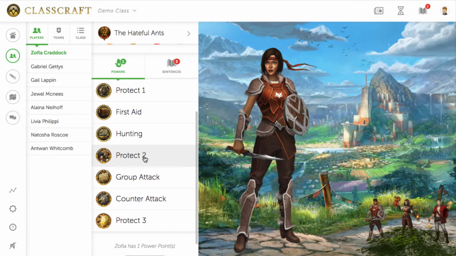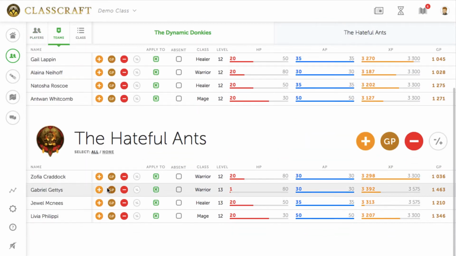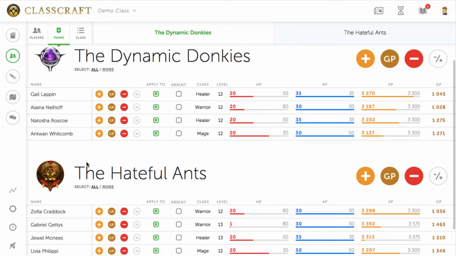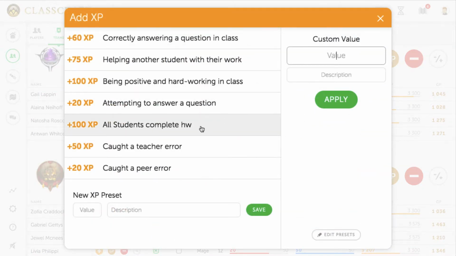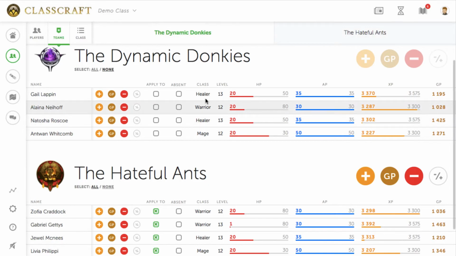One last thing that I forgot to mention is during the homework check. We said that Gabriel didn't do his homework, but this entire team did their homework. So I'm going to say this entire team, you get a bonus 100 XP because all students completed the homework. So it's a good incentive for all the students to do it and put the peer pressure to make sure that everyone's doing the homework.